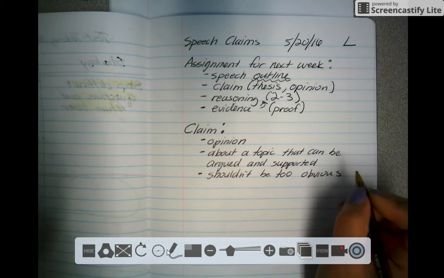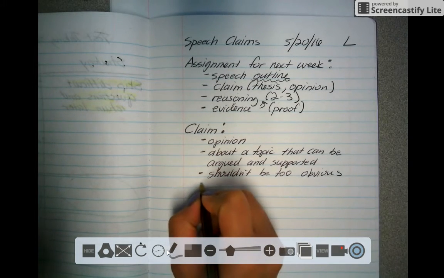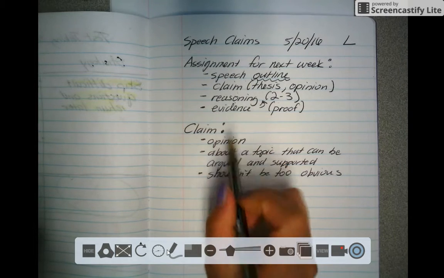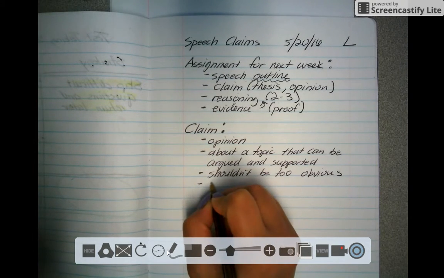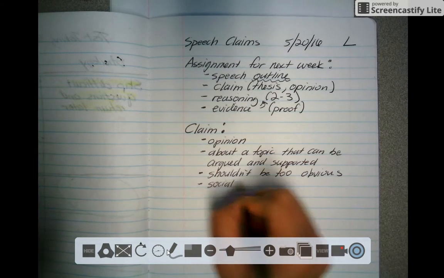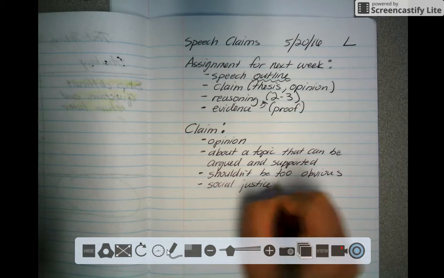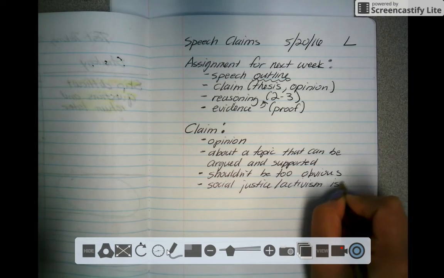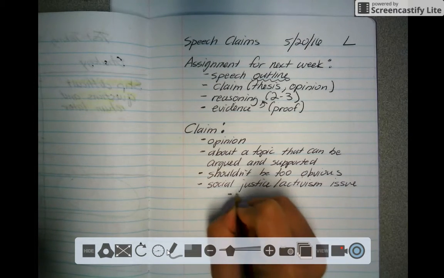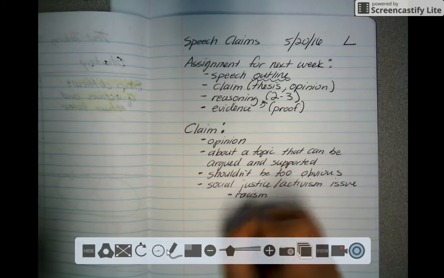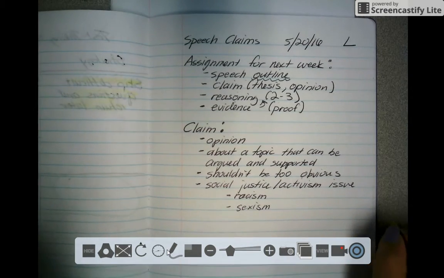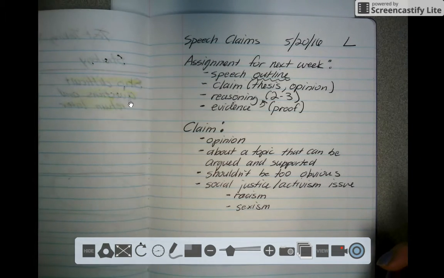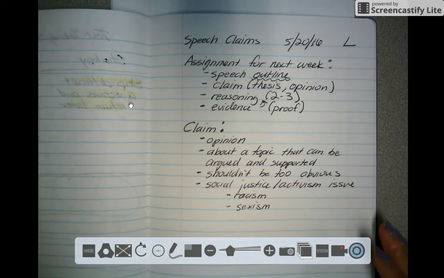For this assignment, for this speech outline, you also want to make sure that it's about a social justice or activism issue. For example, when we talked about racism is an issue that you could argue about. It could be sexism, it could be homophobia, any of those types of topics. You will be creating a claim and making a speech about one of those topics.